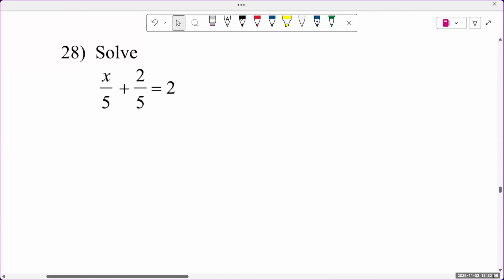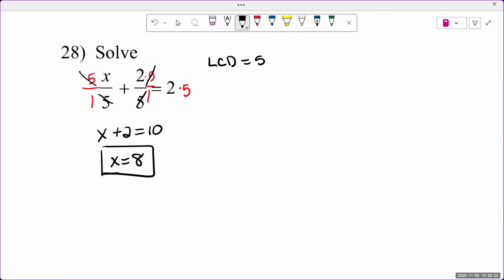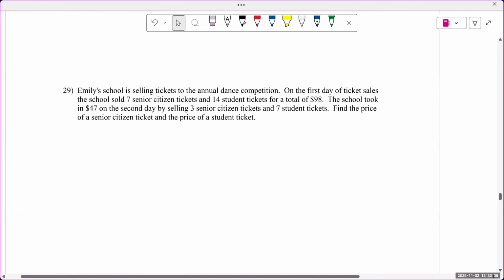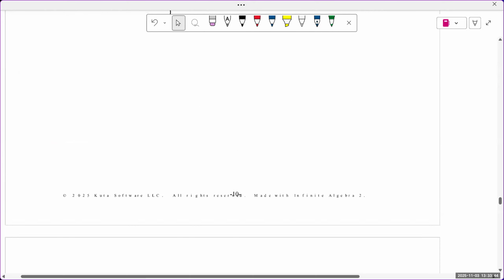28. Solve the equation. We see that the least common denominator is 5. We're going to multiply everything on the right and everything on the left by 5. So these cancel. So I have x plus 2 is equal to 10. Subtract 2, x equals 8. The problem showed up again. This one's on your own. It's good to have practice, but I don't think you need hints.